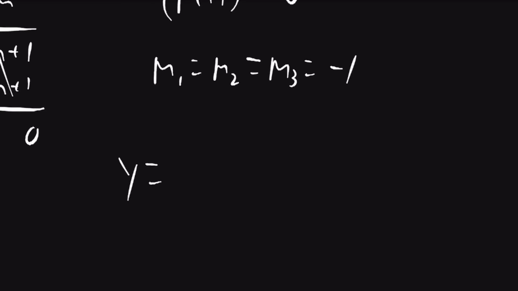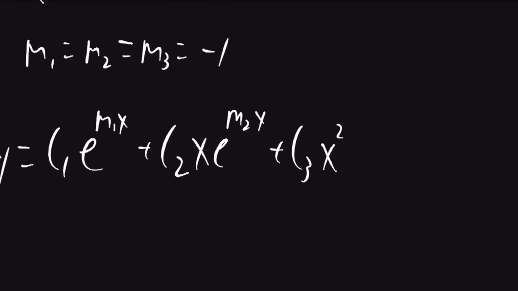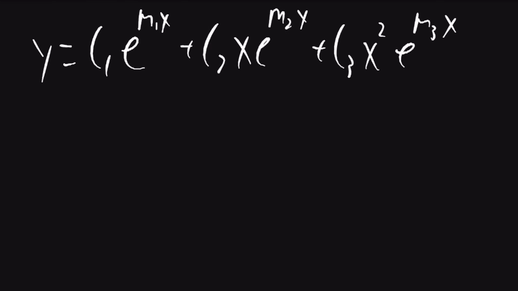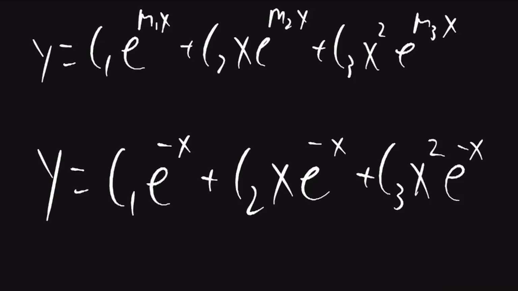So y is going to be equal to c1 times e to the m1x plus c2 times x times e to the m2x plus c3 times x squared times e to the m3x. I can substitute my m values, so y will be equal to c1 times e to the negative x plus c2 times x times e to the negative x plus c3 times x squared times e to the negative x. And that is my final answer.